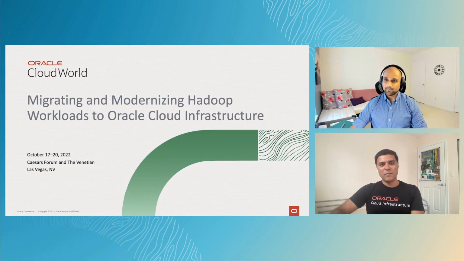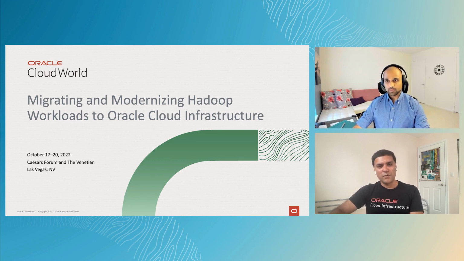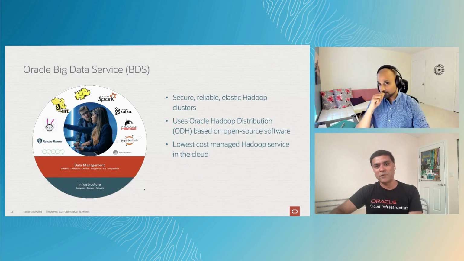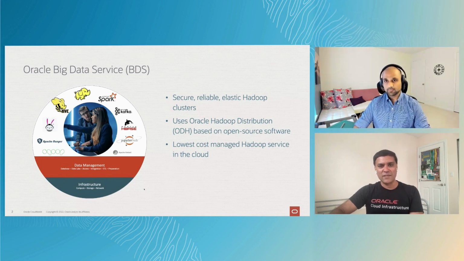All right, so this session is about migrating and modernizing your Hadoop applications on Oracle Cloud. And the key service we are going to talk about today is Oracle Big Data Service. It's a managed Hadoop service, which gives you elastic, scalable Hadoop clusters. It's a very interesting service. It has PaaS level features. It's a platform service, but it also gives you access at the infrastructure level. So it's very flexible that way.